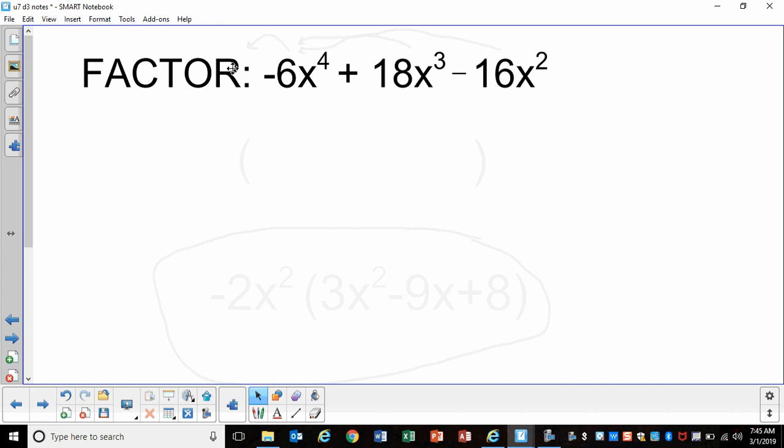So we're just basically trying to undo the distributive property. What can we take out? Like what can we divide all of these by? And then put it in the front. Okay?